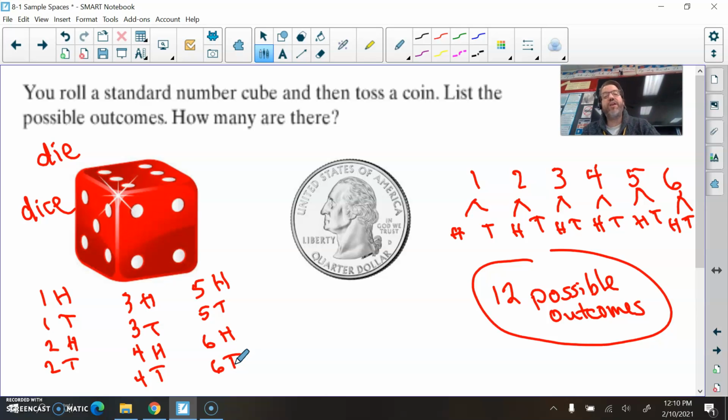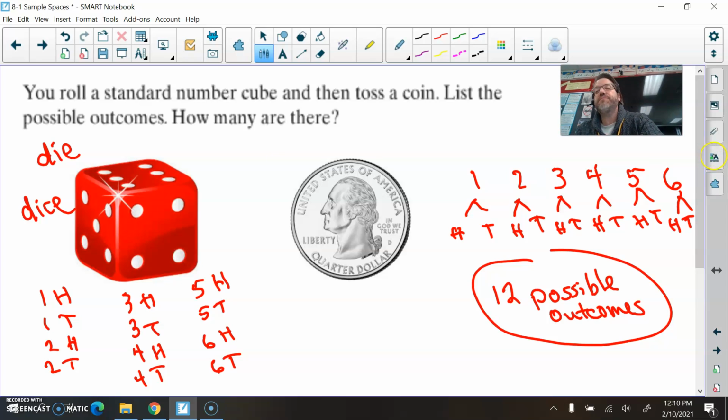Now, if you had wanted to just put heads on the top and tails over here, and then put 1, 2, 3, 4, 5, 6 under each of those, you're still going to get your 12 possible outcomes. Now, you might be thinking, I didn't need to make that tree diagram to tell you there would be 12 possible outcomes.